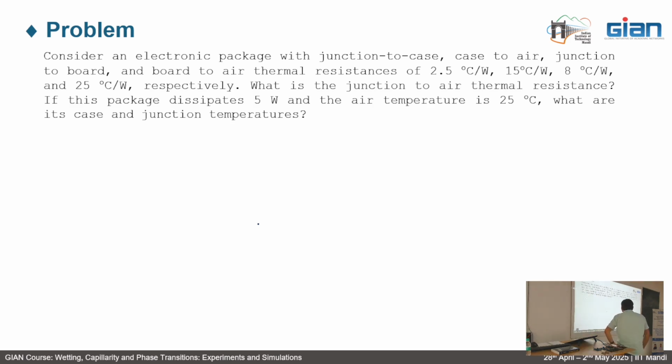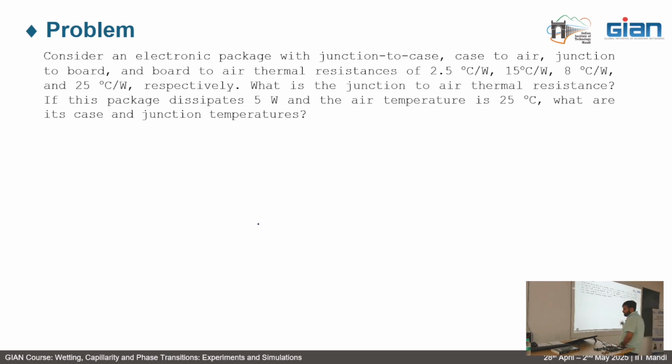So for junction to case, we have 2.5 degrees Celsius per watt. For case to air, it is 15. From junction to board, it is 8, and from board to air, it's again very high, 25 degrees Celsius per watt. Now it is asked what is the junction to air thermal resistance? Very straightforward. We can simply do 1 over R_JA is equal to 1 over (R_JC plus R_CA) plus 1 over (R_JB plus R_BA), right?